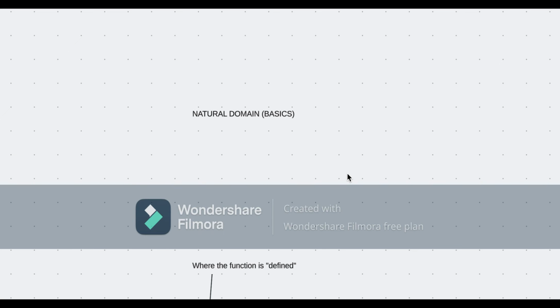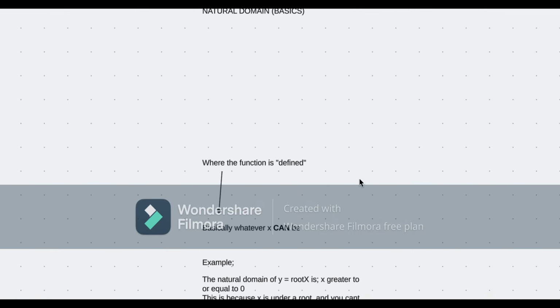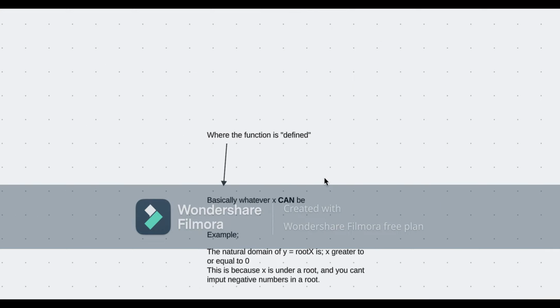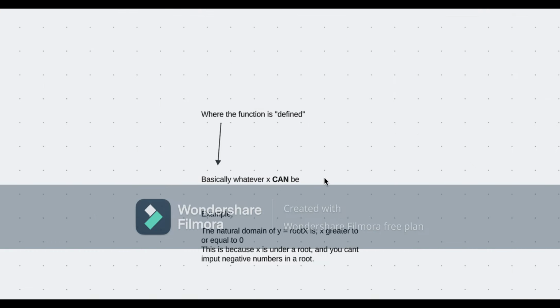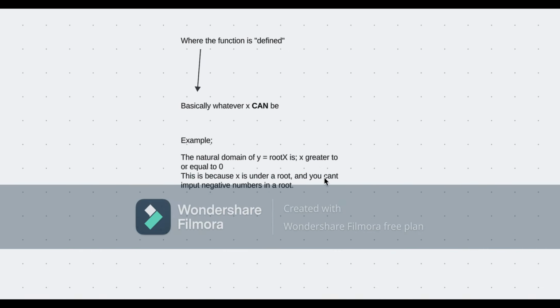teach you the bare bones basics on how to get the natural domain of a function. So let's begin. First, let's start off with what is the natural domain of a function. It's basically wherever the function is defined, and that basically means whatever x can be, what you can input for x. So let me give you an example.